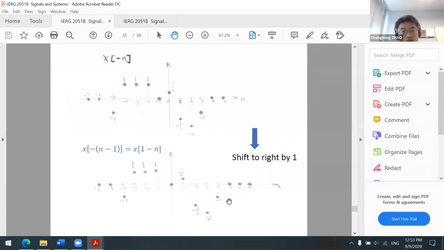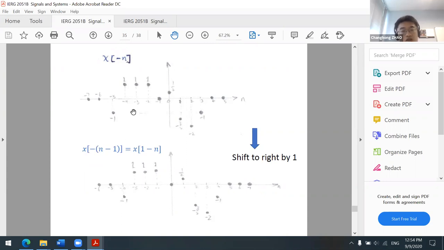The second step is the shift. Again, we are changing n to n minus one. Don't forget this pair of round brackets to include n minus one, because the original negative sign in front of n should just be copied down as is. X of minus n minus one equals x of one minus n. This is a shift of the discrete time signal to the right by one unit.